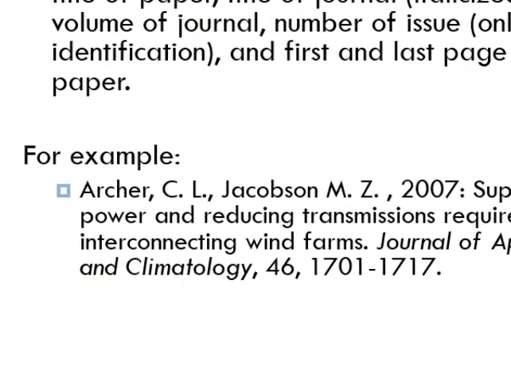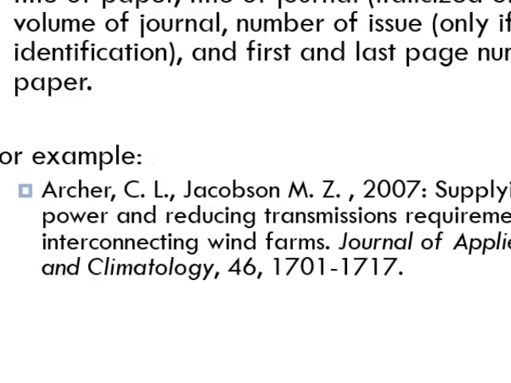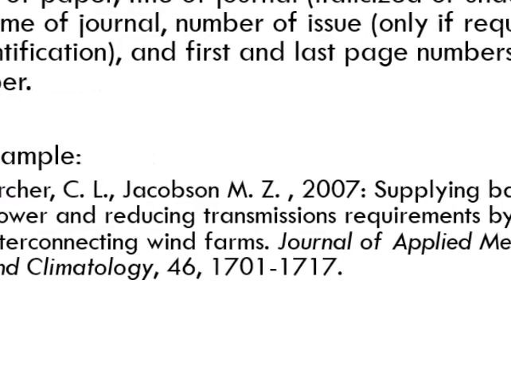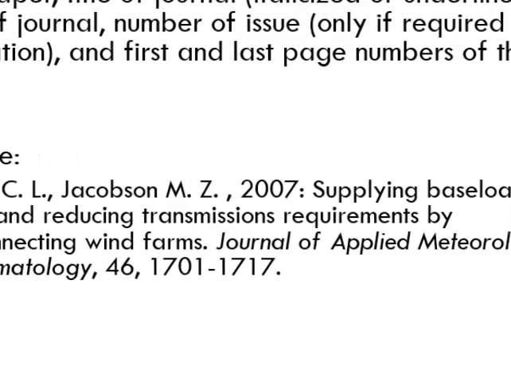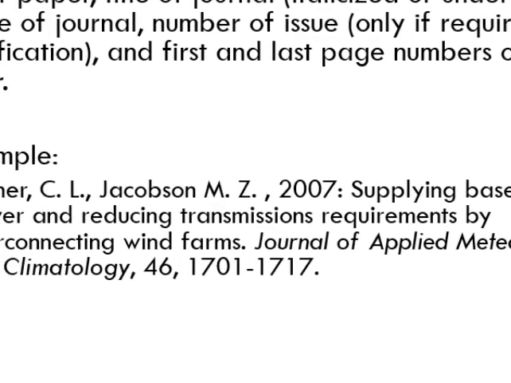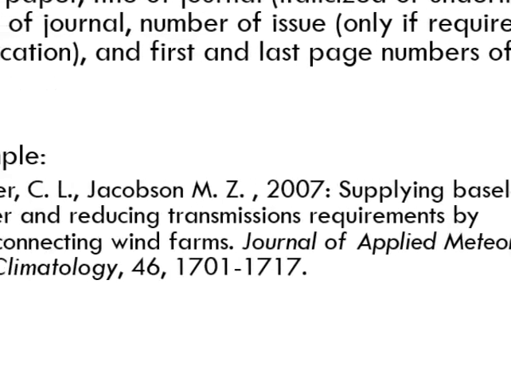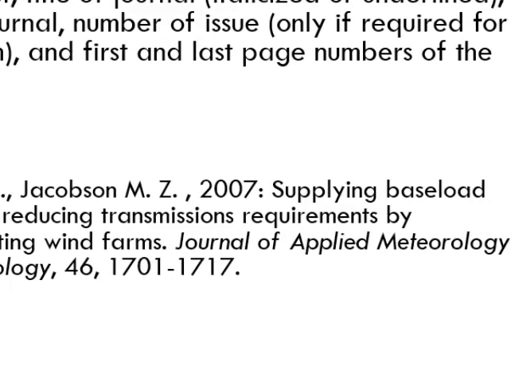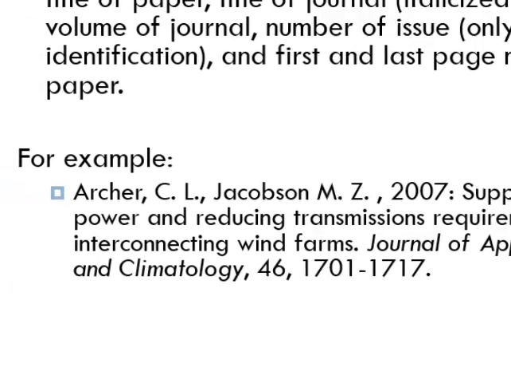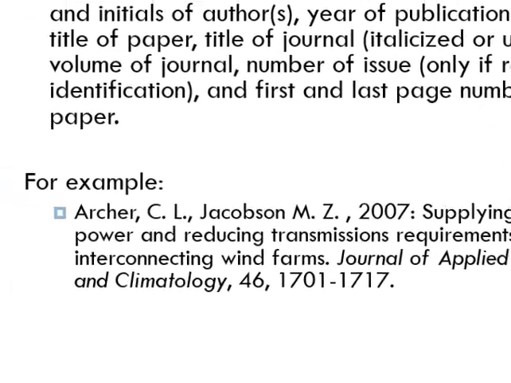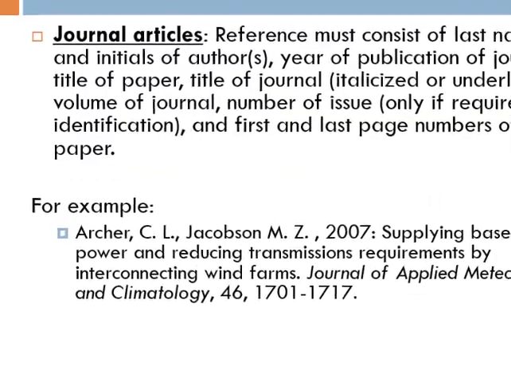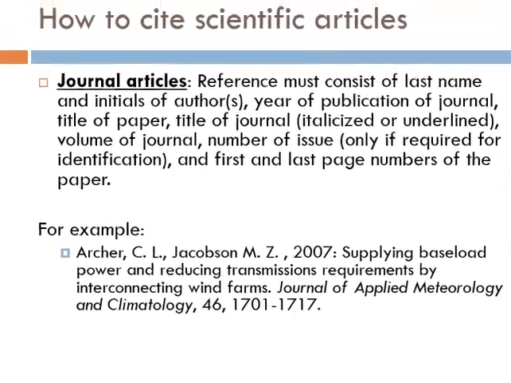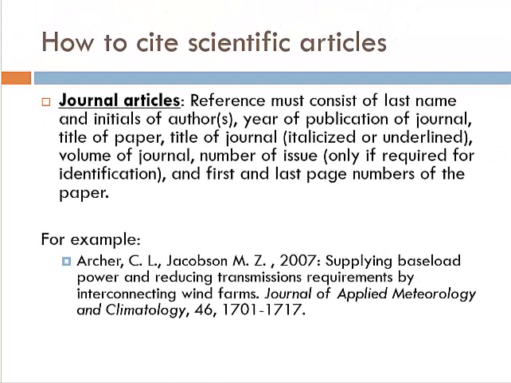Here's an example of a paper or journal article written by Archer and Jacobson in 2007. The article's name was Supplying Baseload Power and Reducing Transmission Requirements by Interconnecting Wind Farms. The journal that it was found in was called the Journal of Applied Meteorology and Climatology. The journal volume was 46, and the first and last page were 1701 to 1717.